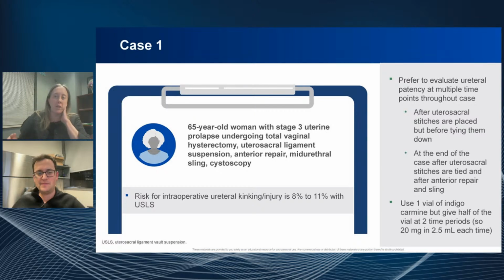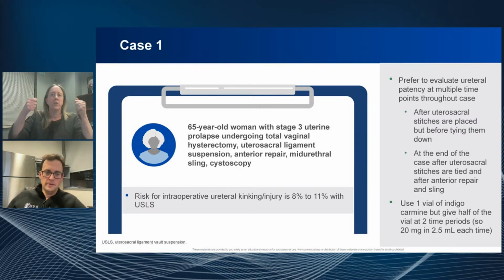So usually I'll half the ampule and ask the anesthesia team just to give half of it, so 2.5, after I place the stitches. And while I'm looking in, I pull the stitches on tension to really confirm and make myself feel good that those stitches are not kinking the ureter. If I really can't see it with a 2.5, I'm going to put in the entire ampule and give the 5 cc's. Then I proceed.